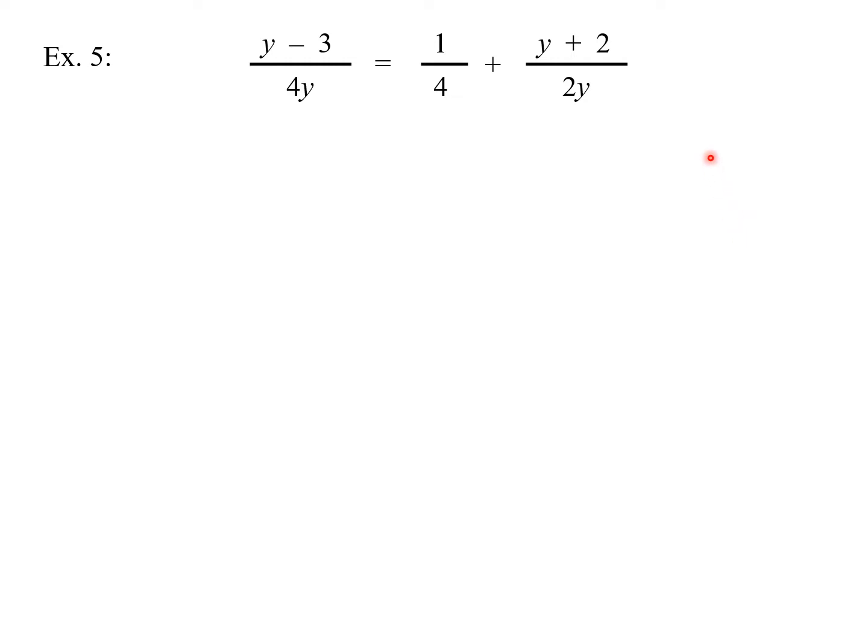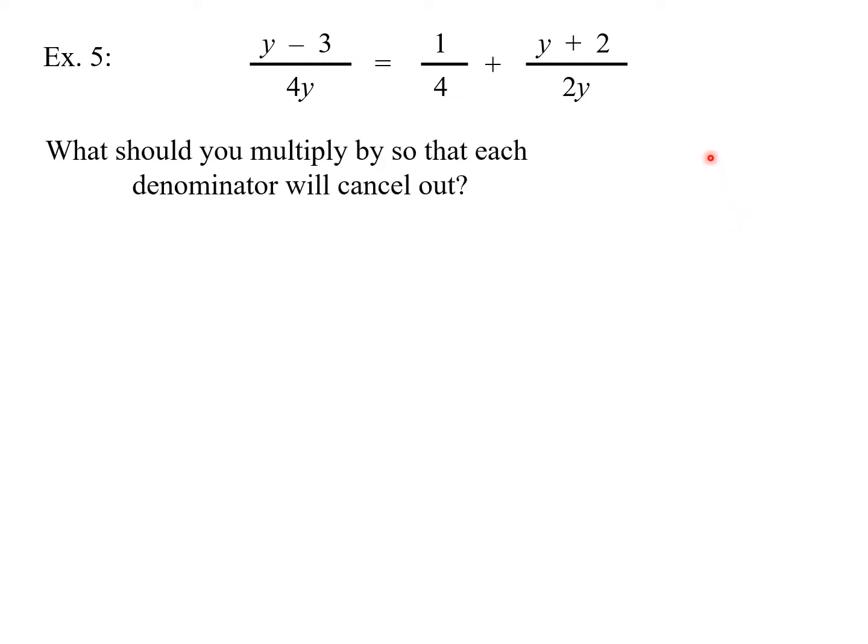Okay, now, what would you multiply by so that each denominator will cancel out? Pause this for a moment and come up with the least common denominator. All right, the denominator that will do that is 4y. Now, that's not, of course, the only thing that will cancel everything out. It's just the least common denominator. If you were thinking 8y, multiply everything by 8y, that'll work too. Okay, so anything that will cancel out all the denominators. We'll end up with the same answer in the end.